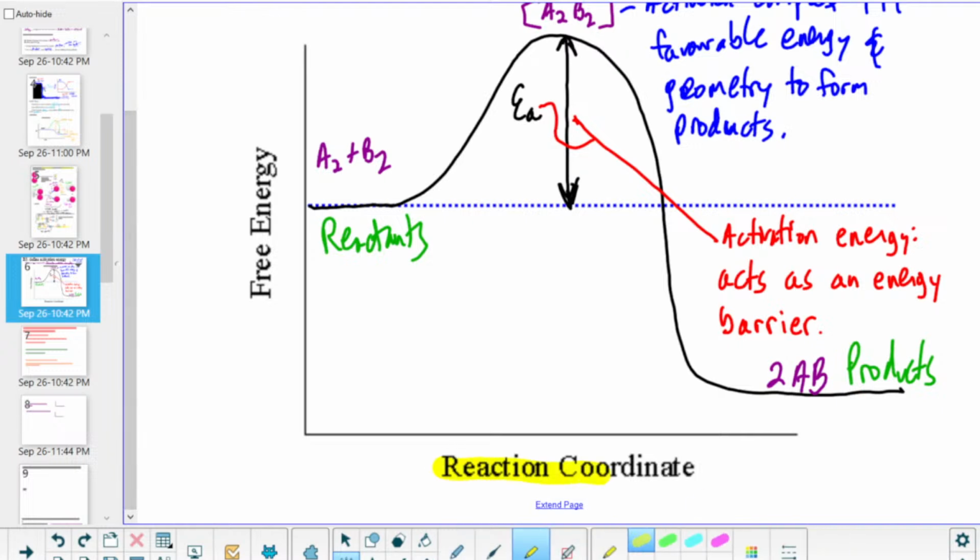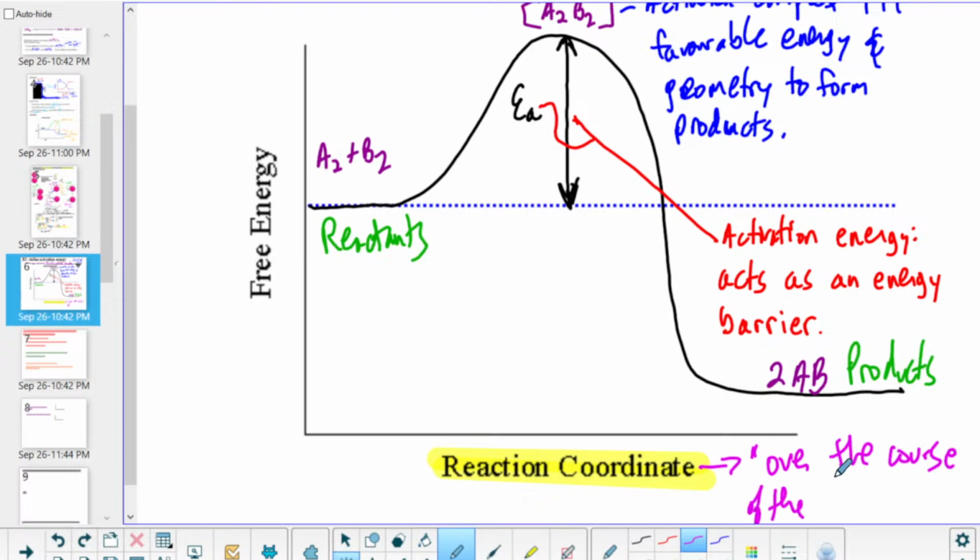Why do we use reaction coordinate and not time? I've seen it with time before, especially if students write it. Have we explained what reaction coordinate is? Over the course of the reaction. Did you say reaction progress instead? You could say progress, because coordinate implies geometry, so it's like snapshots as they move around. Progress would be absolutely fine.